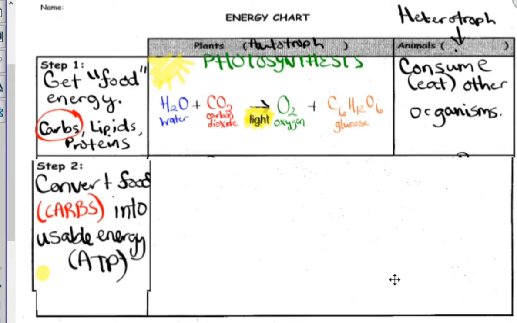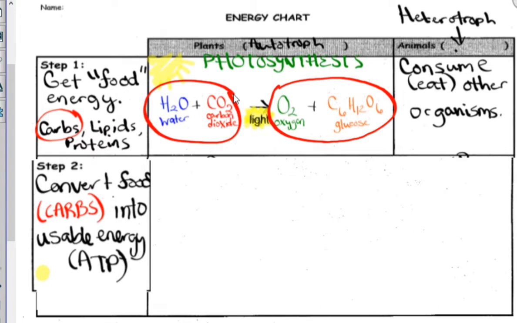Okay, so look, we did step 1 last week. Our first step is to get our food energy, to make carbohydrates or to eat carbohydrates. You've got your photosynthesis equation there. I forgot to finish this out. Yours should be finished out like this.